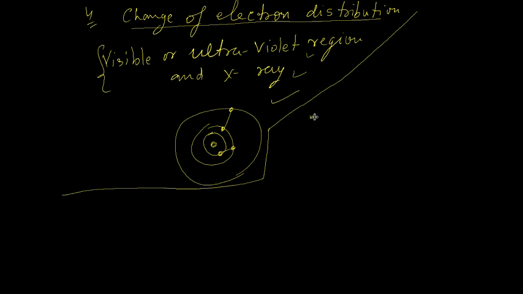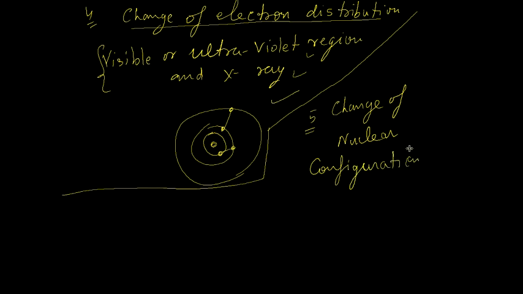And the last region: if a change occurs in the nuclear configuration, then we observe the gamma rays.